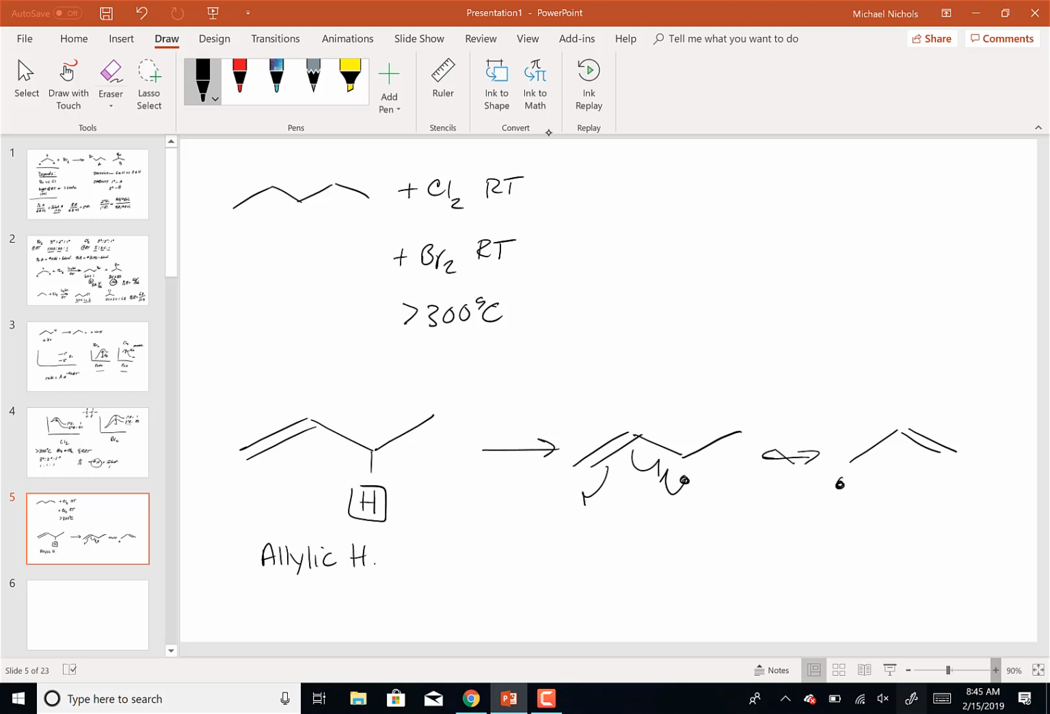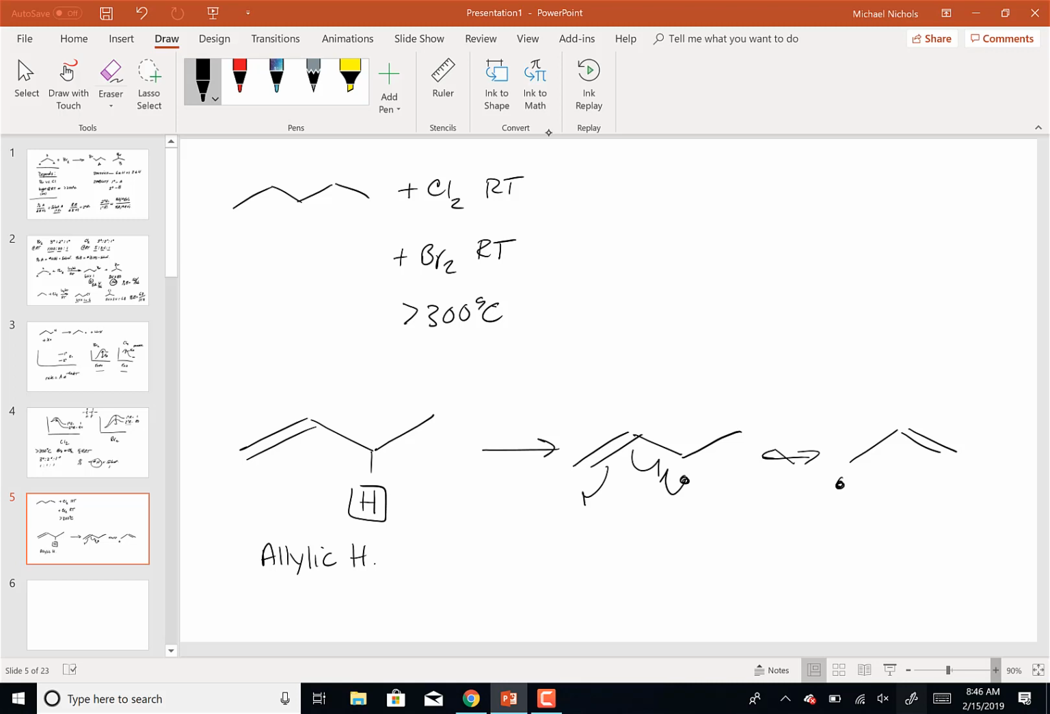So in essence, the double bond moves, but not because it's a pair of electrons moving. It's because I'm basically pairing up that unpaired electron with one of the two electrons in the double bond. So the allylic radical is very stable. Even though in this case it's a primary allylic radical, because it's got resonance structures, it's more stable. If it was a secondary allylic, it'd be even better. And if it was a tertiary allylic, it'd be even better than that.